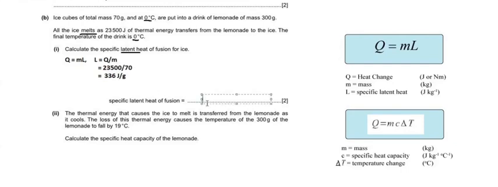Again, you have to put the values over here, that is nothing but 336 joule divided by gram. Okay, so we have calculated the value without changing anything to our input values. That's why our units remain the same.